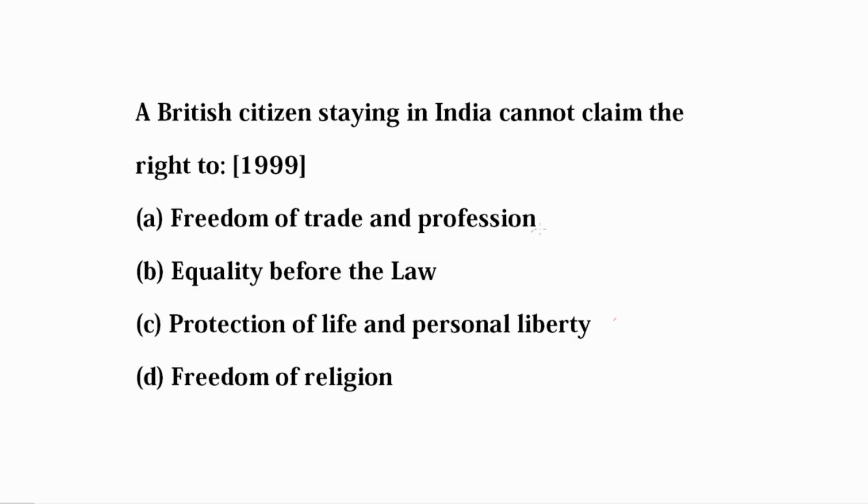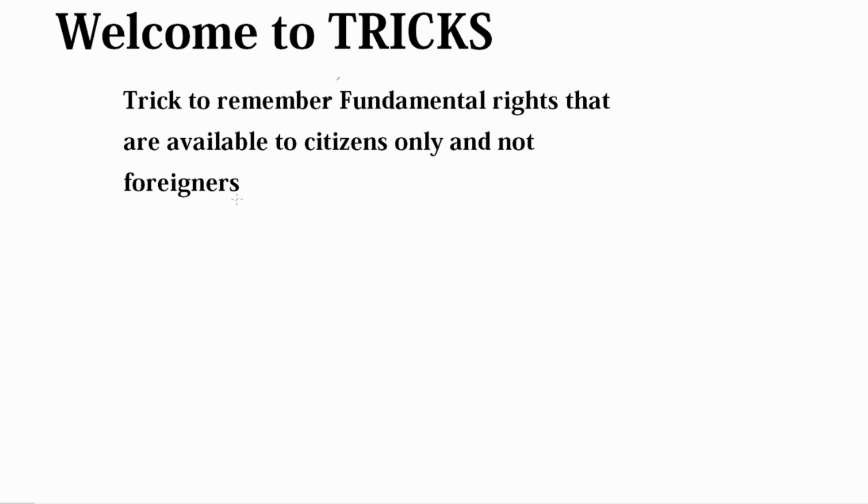freedom of trade and profession under Article 19. One of the 6 freedoms that are given under Article 19 is freedom of trade and profession. India is a democratic country and therefore the list of fundamental rights that are available to both citizens and foreigners is fairly long. Therefore, here in this video we will learn those rights which are not available to foreigners.